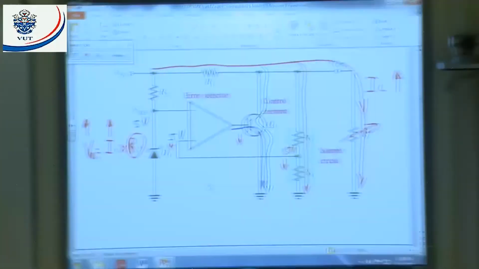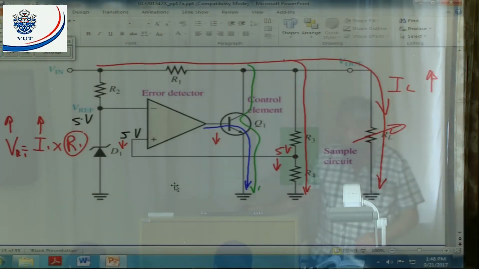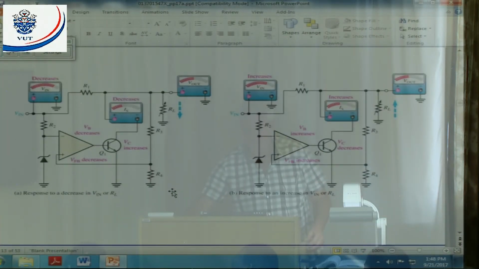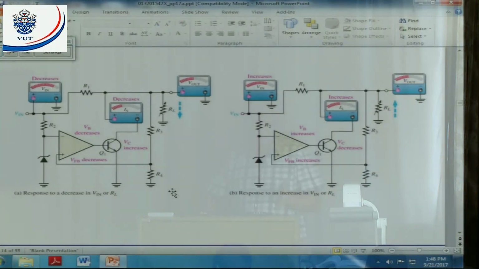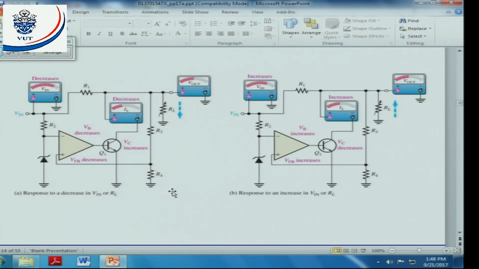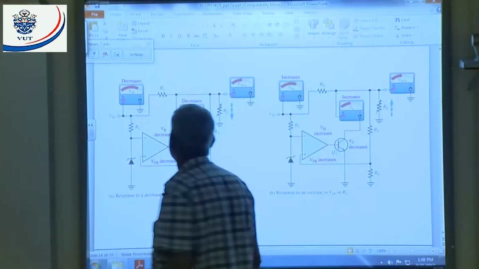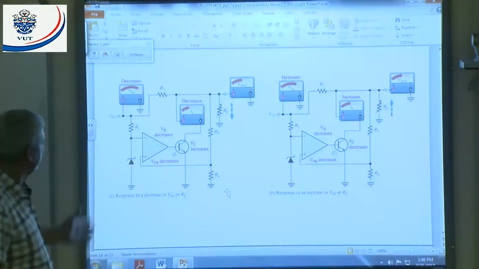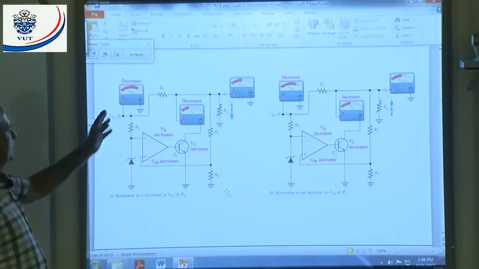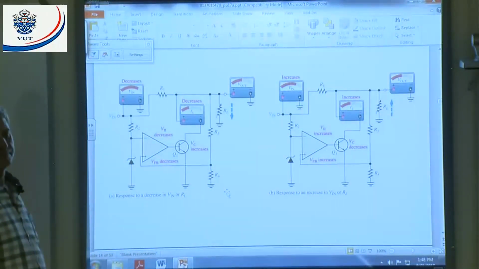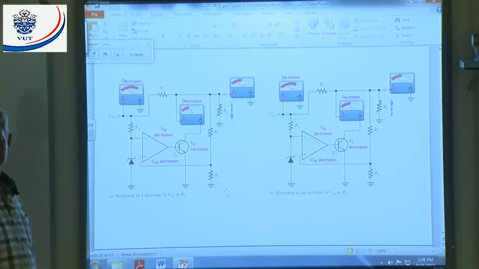You with me? I hope so. All right, there they explain exactly what I've told you. If you look in your book, they explain exactly what I've told you. If the one decreases the other, what's going to happen? Same story. There they show you the currents. You happy?